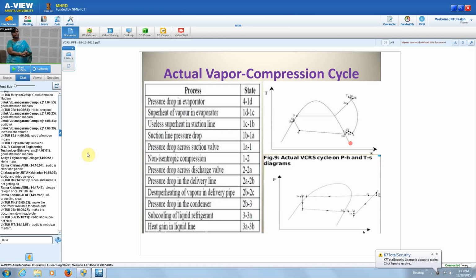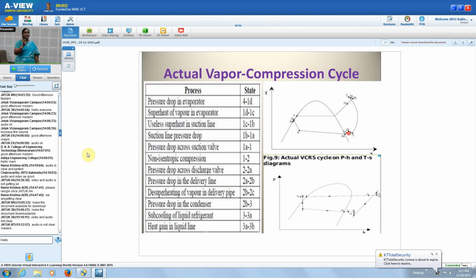And similarly, at the suction of the compressor, the refrigerant is in the superheated condition. So that is 1D to 1C. 1D to 1C is nothing but superheating of vapor in the evaporator. In the evaporator, taking off more heat makes the refrigerant at the suction of the compressor superheated. So that process is given as 1D to 1C. Then 1C to 1B.